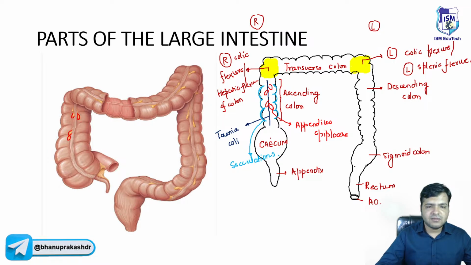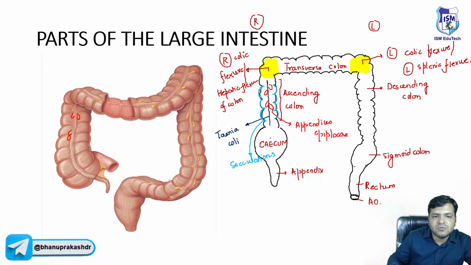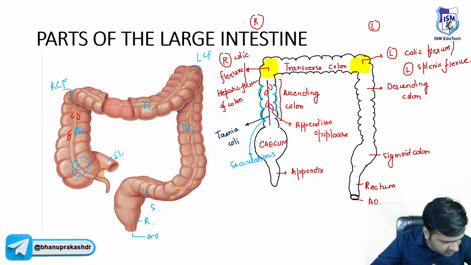So these are the parts of the large intestine. Again, if you want me to mark, this is the ileum. Okay, see, the ileum is coming from there and will open here in the middle. That is the cecum part. That is the ascending colon. We have the transverse colon, descending colon, the sigmoid and the rectum, the anal orifice. You already know the hepatic flexure, the right colic flexure, and the left colic flexure or splenic flexure of the colon. Yes, very good, Peter.